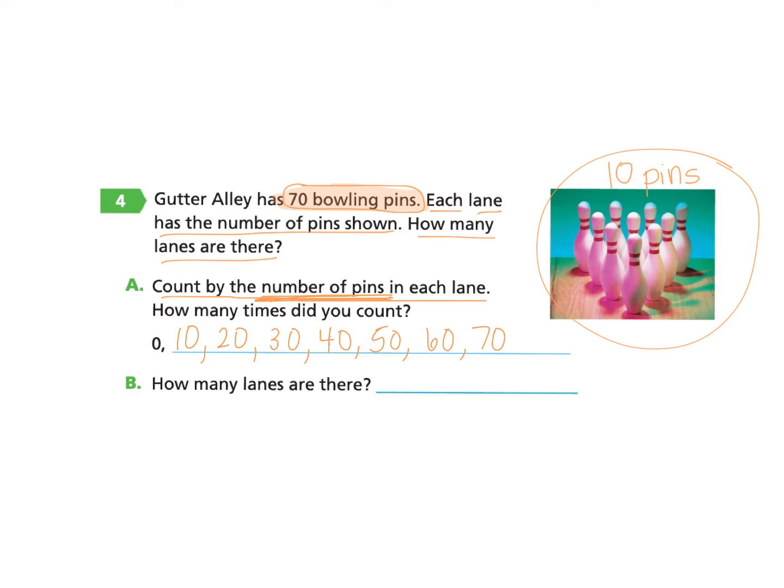Now it's asking part B, how many lanes are there? Well, we can determine the amount of lanes by counting how many groups of 10 we counted. 1, 2, 3, 4, 5, 6, 7. So there are 7 lanes.